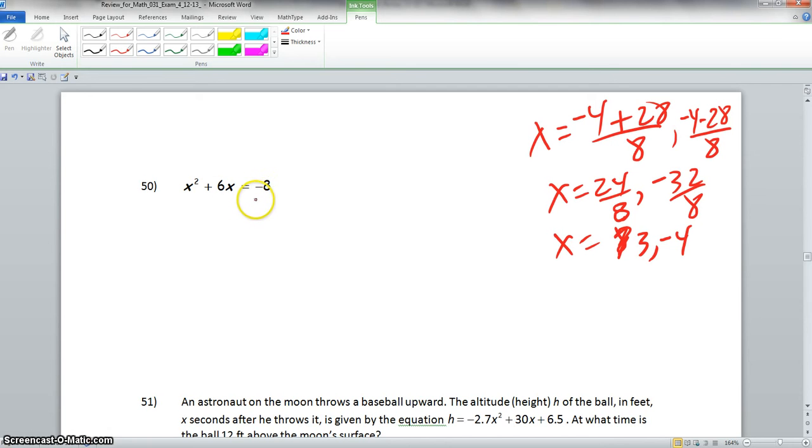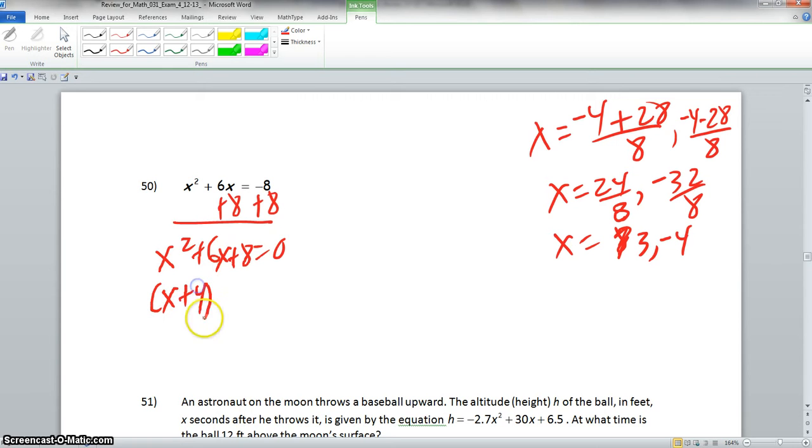Okay, class, picking up where we left off. We need to add 8 on both sides. We had x squared plus 6x plus 8 is equal to 0. And when we factor this, we will have (x plus 4)(x plus 2) equals 0.